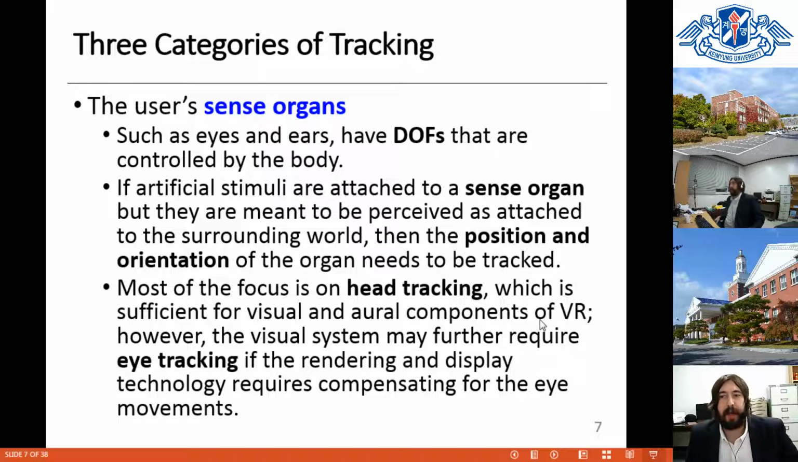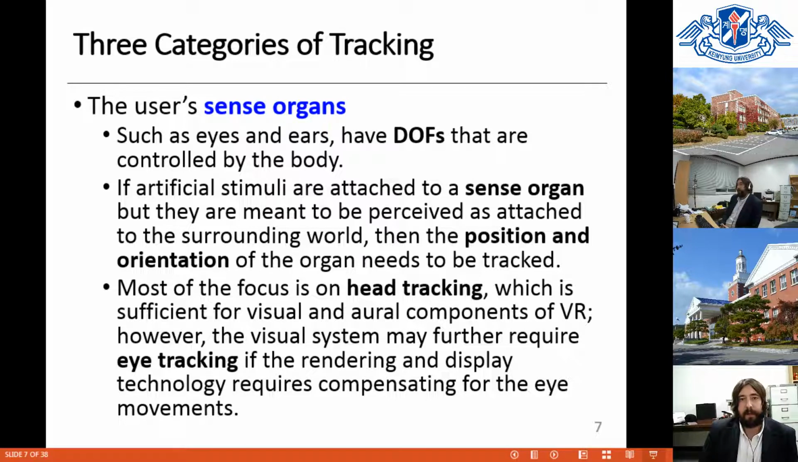So here on the next slide, I would like to classify all tracking into three categories. The first one is tracking of users' sense organs. Here we can mention some sense organs like sight and hearing. So eyes and ears have degrees of freedom that are controlled by the human body, of course. As you know, eyes and ears also have 6 degrees of freedom.